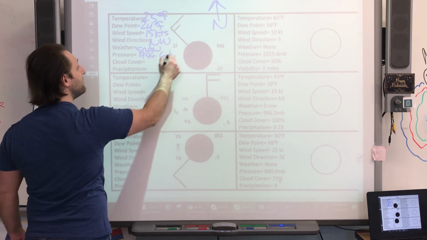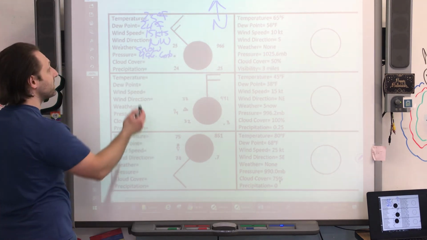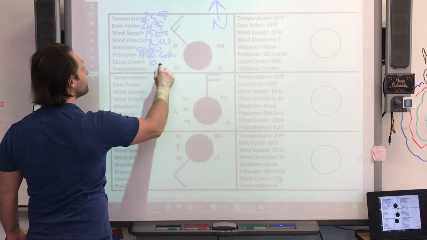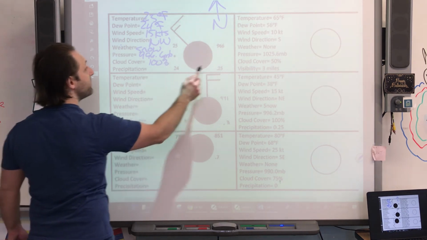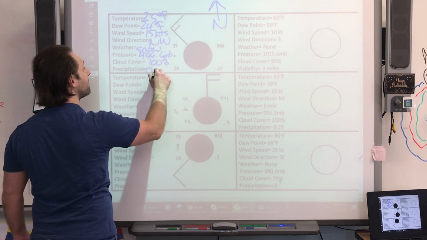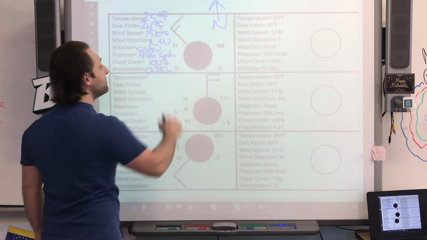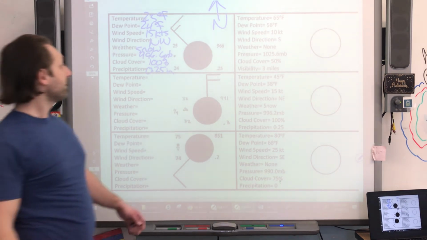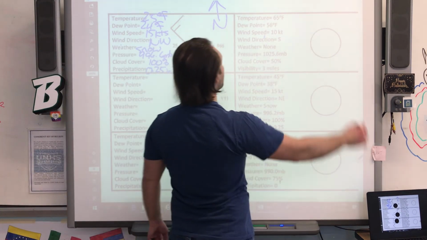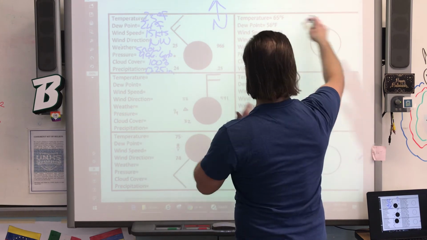So the conversion will be 996.6 millibars. Cloud cover, 100. And we have a precipitation in the last 6 hours of 0.25 inches. Okay. Over here, we've got to put it onto the station model.